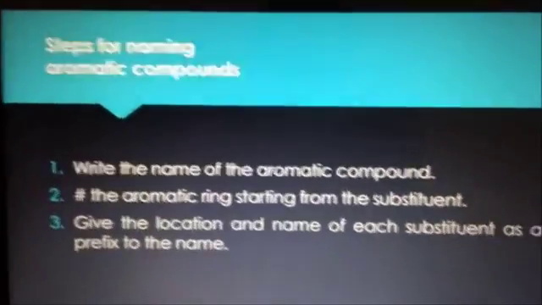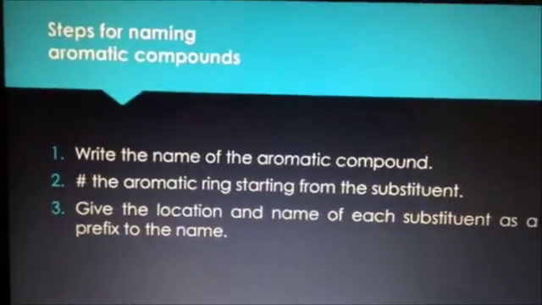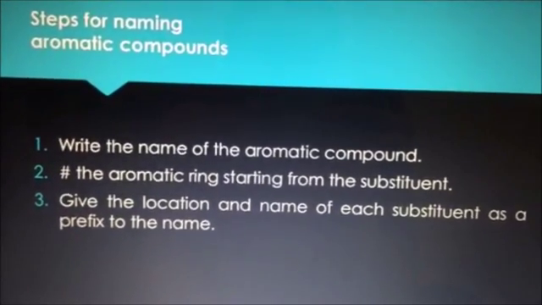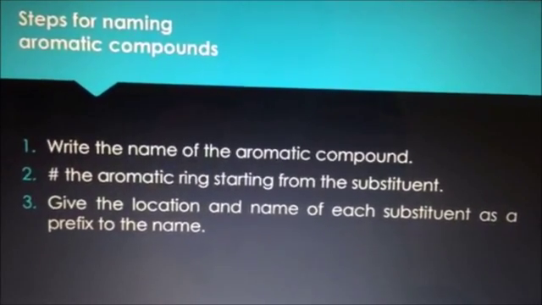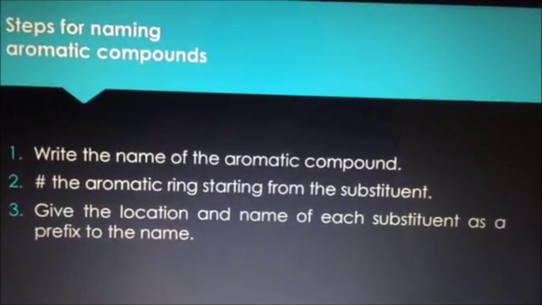Steps for naming an aromatic compound. The first one is to write the name of the aromatic compound. The second one is to number the aromatic ring starting from the substituent. And the third one is to give the location and name of each substituent as a prefix to the name.